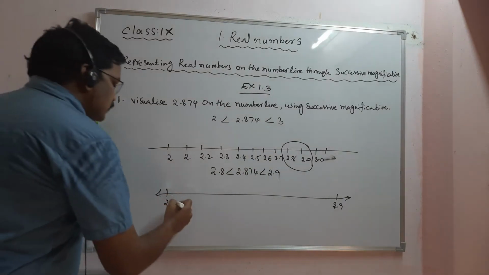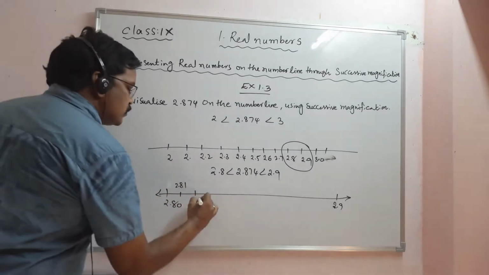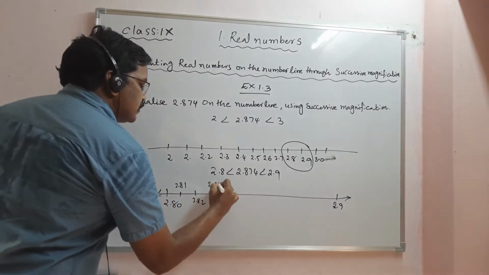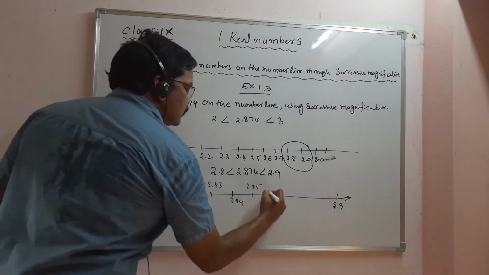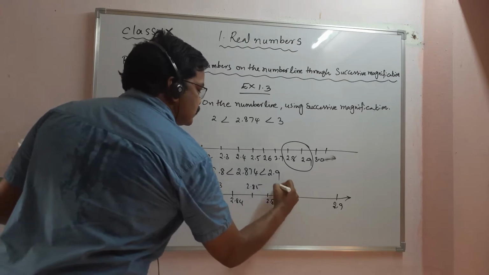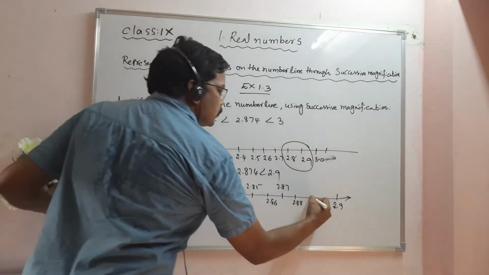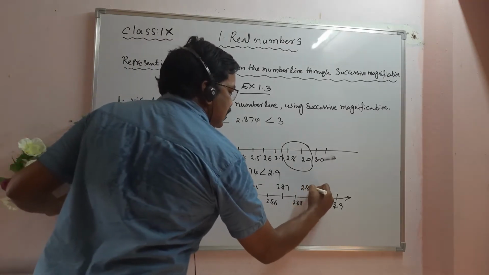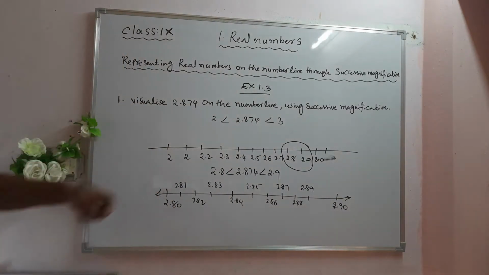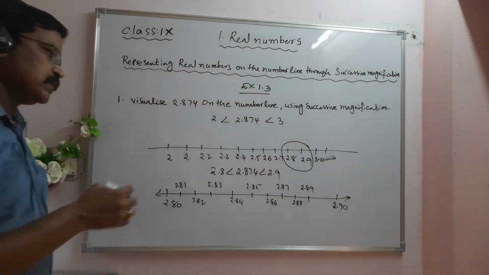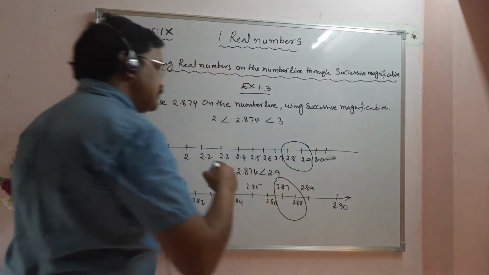How? This is 2.80, of course. This is 2.81, 2.82, 2.83, 2.84, 2.85, 2.86, 2.87, 2.88, 2.89, after that 2.90. That means this is 2.874. So this is between 2.87 and 2.88.